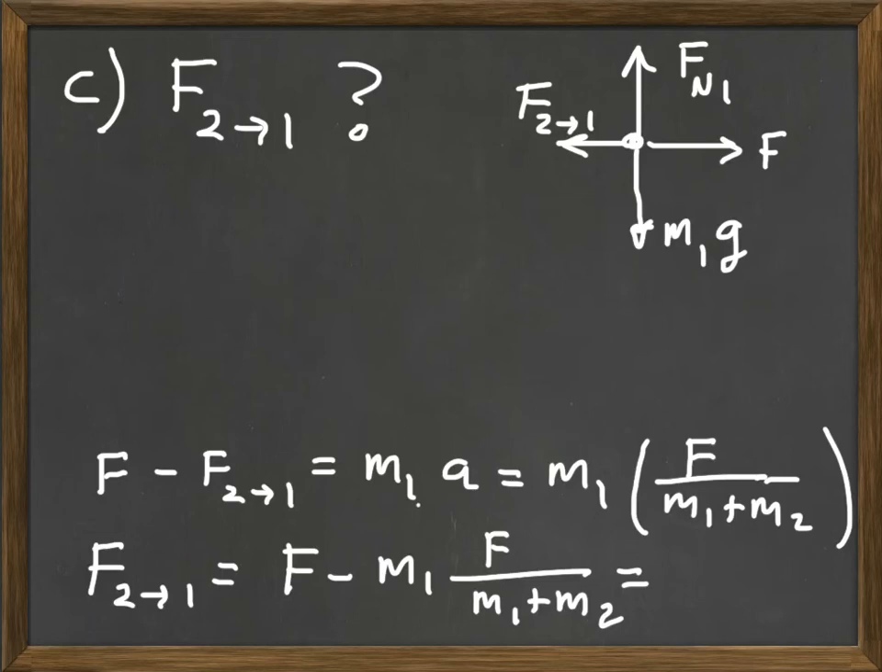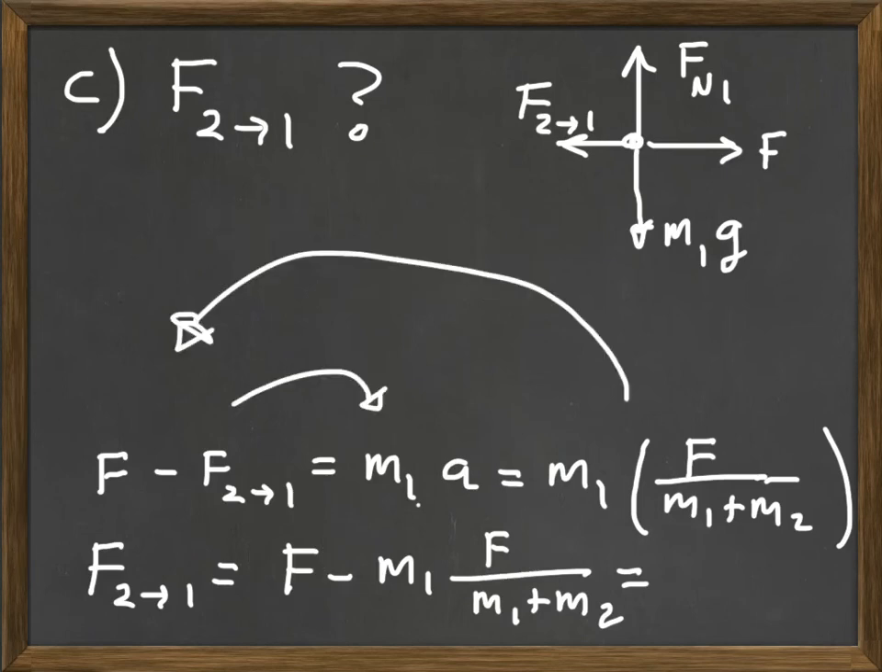So we can replace the value of a that we calculated in part A. We're going to move F2 on 1 to the right-hand side of the equality with a positive sign. And we're going to move the term m1 times F divided by m1 plus m2 to the other side, so that goes with a minus sign. And we have then that F2 on 1 is F minus m1 times F divided by m1 plus m2.